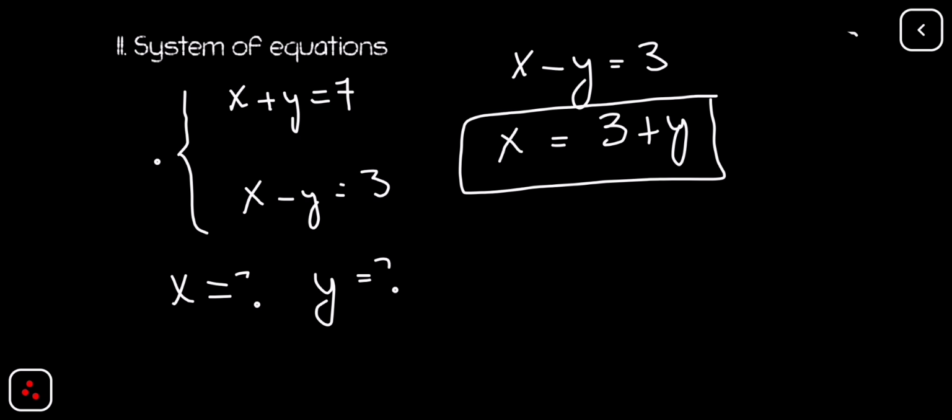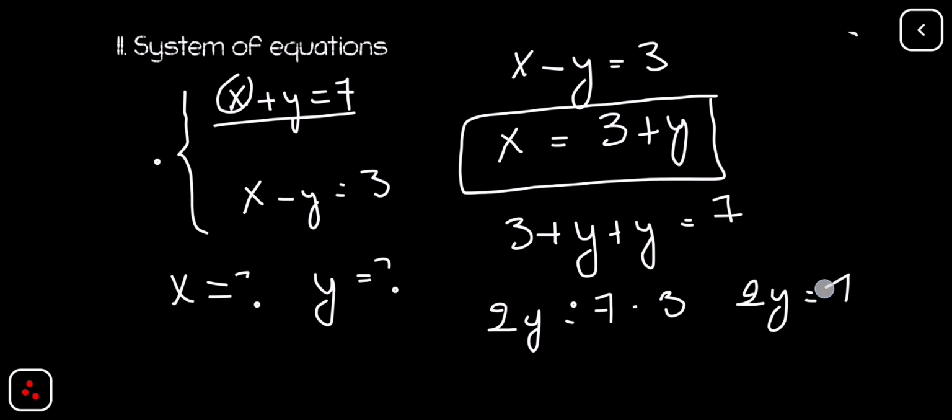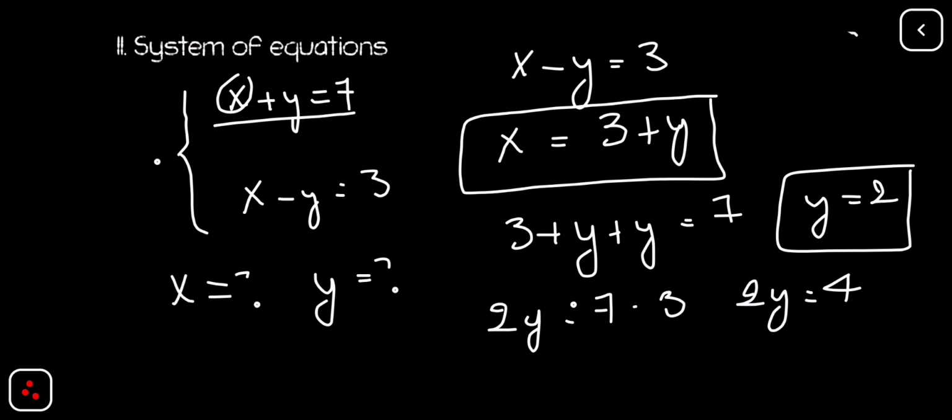So now you have to put the value of x in the first equation. We have x plus y is equal to 7, and instead of x we will put this one. So 3 plus y is equal to 7. So in here we have 2y is equal to 7 minus 3, and 2y is equal to 4, and at the end y is equal to 2. And this is our y.